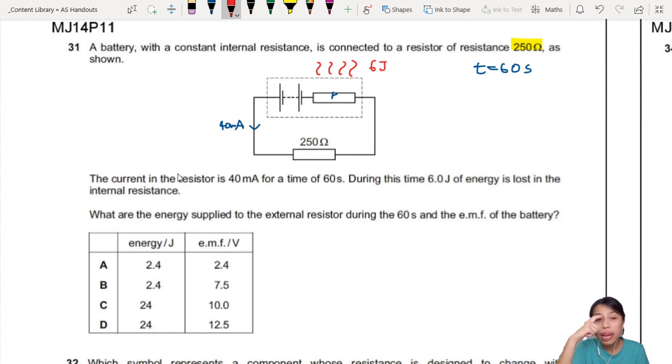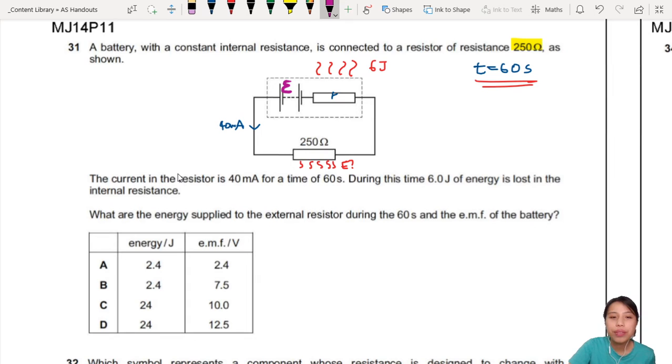What is the energy supplied to the external resistor? So what's the energy coming out here, the E, during this 60 seconds, and the EMF of the battery. So you need to find what the EMF is as well. Wow, it's got a lot of stuff to find. How do you start? Let's start with the energy first.